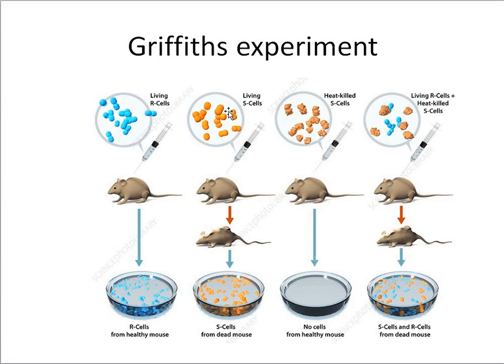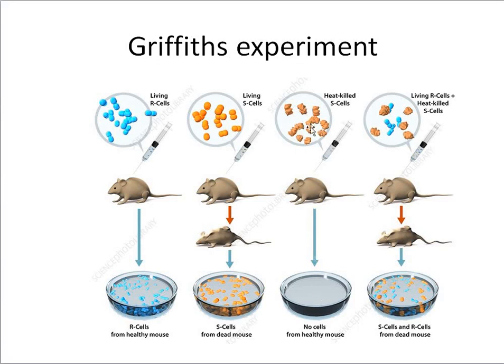Now he killed these living S cells by heating them, so these cells were dead. When he injected these dead S cells into a healthy mouse, the mouse did not die, and no S cells were found in this mouse, because they were dead, they did not replicate, so they were not found in its body.